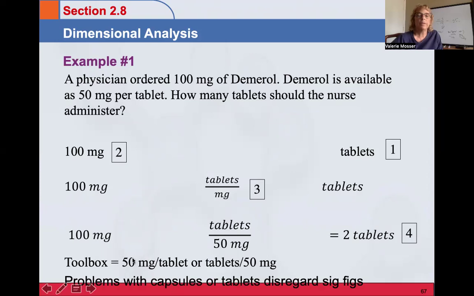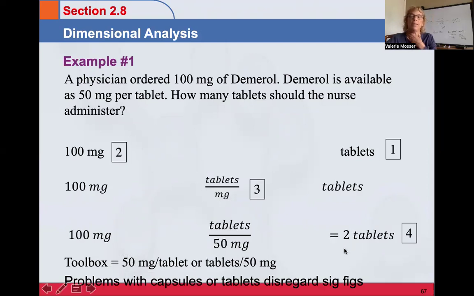So down here in our toolbox, our 50 milligrams per tablet can be written as 50 milligrams in a tablet or 1 tablet in 50 milligrams. And it turns out that's the one we want to use because tablets is on the top and milligrams is on the bottom. So we have tablets and we have 50 milligrams on the bottom. So to do our math, we take 100 milligrams and we divide it by 50 because it's on the bottom. The milligrams cancel out and we get 2 tablets in our answer.